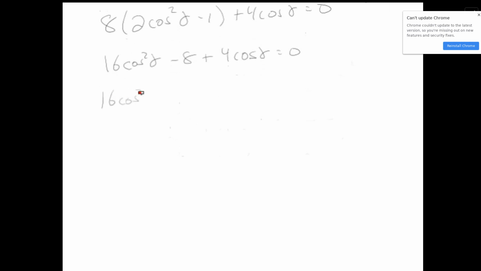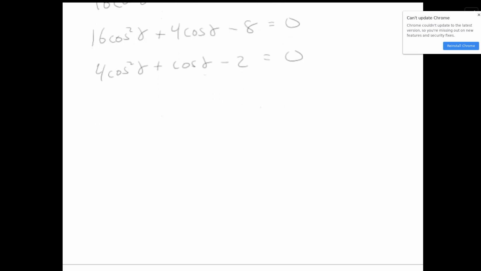Let's write this in descending order. I could divide through by 4. And as much as I would like this to, this does not factor. So let's use the quadratic formula here. And we get cosine gamma equals negative b plus or minus the square root of b squared minus 4ac over 2a.